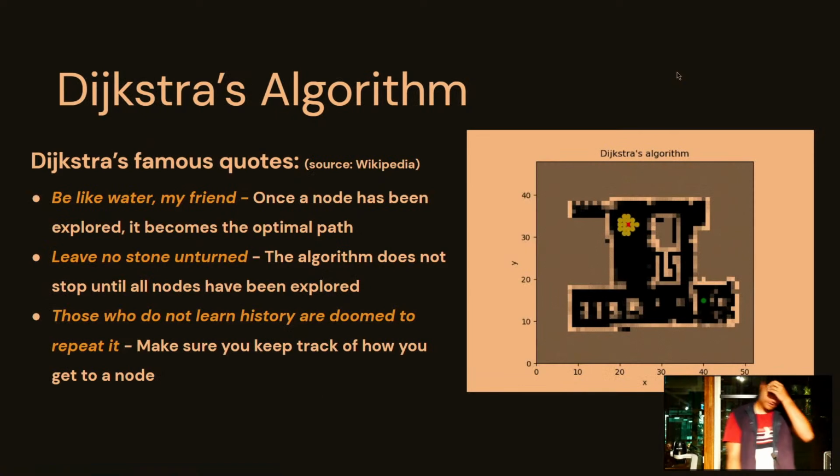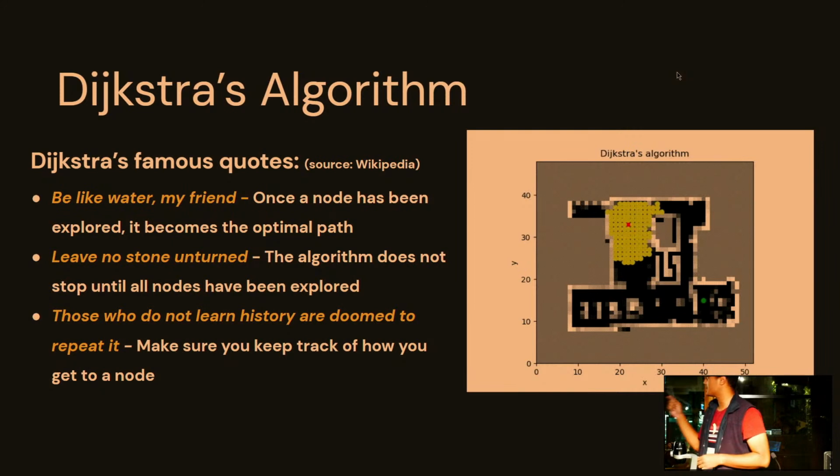So when Dijkstra was alive, he had some famous quotes, and these quotes relate to his algorithm. The source is Wikipedia, so keep that in mind. The first quote is, "Be like water, my friend. Water can flow, or it can crash." So the lesson taken from this is that once a node has been explored, it becomes the optimal path. Think about that. And "leave no stone unturned." So the algorithm does not stop until all the nodes have been explored. That's a pretty self-explanatory one.